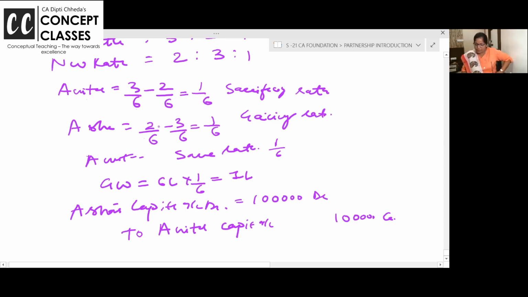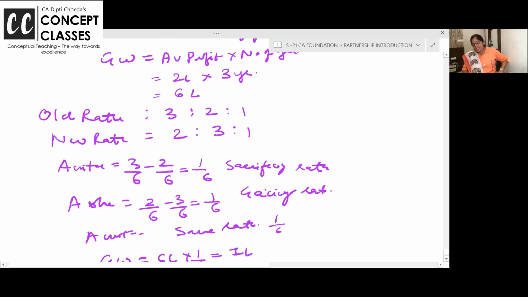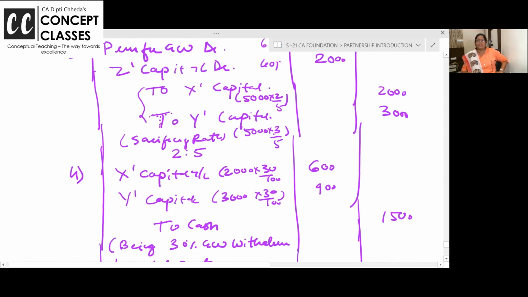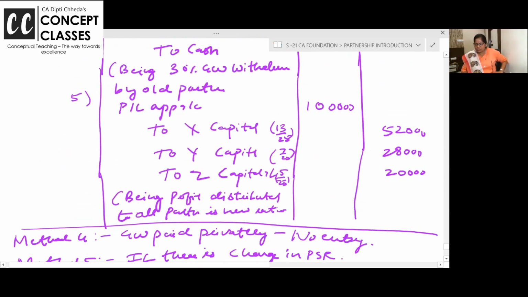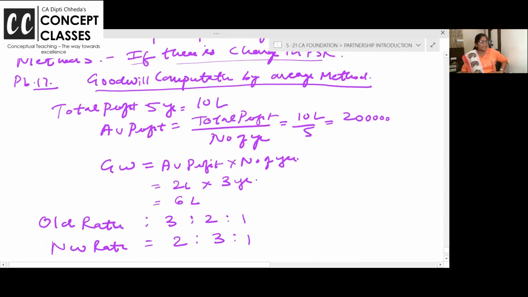Take it home. Whoever is sacrificing gets credit, whoever is gaining gets debit. This concept will come only if there is a change in the profit sharing ratio. Only when there is a change in the profit sharing ratio will this concept and this method number 5 come.